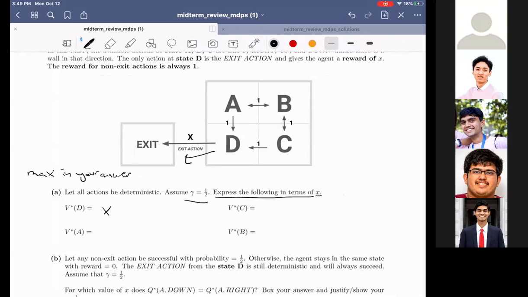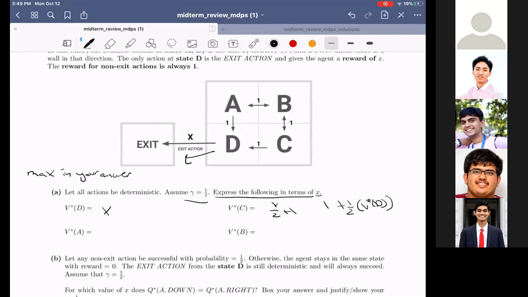X over 2 plus 1, for which one? For C. X over 2 plus 1. Okay. How did you reason about that? I thought because the discount factor was 1/2, I took 1/2 of the V star of D, and then plus the reward that I can get from C. That makes sense. So what you did was you go to D, you get reward 1, and then you get discount times V star of D.